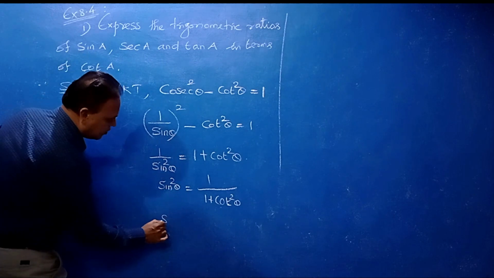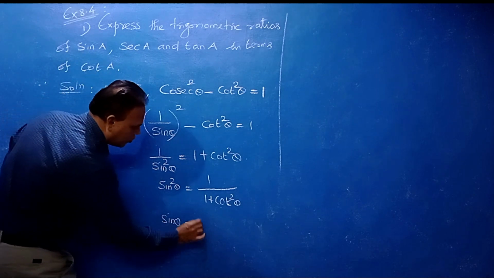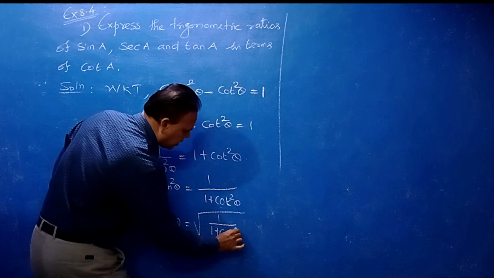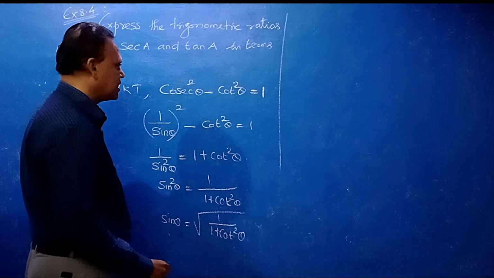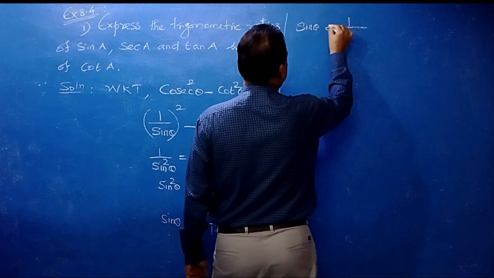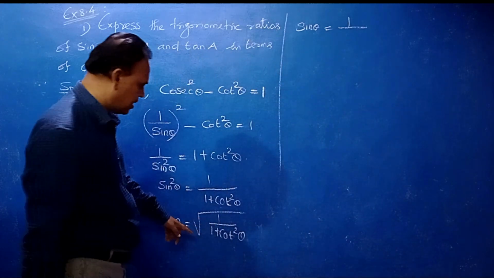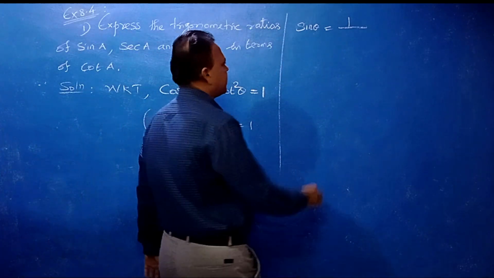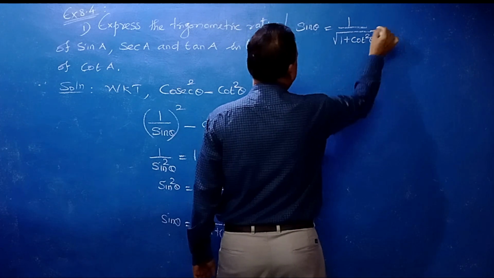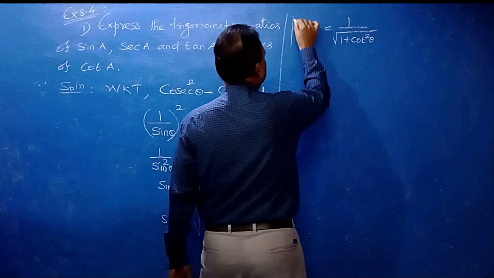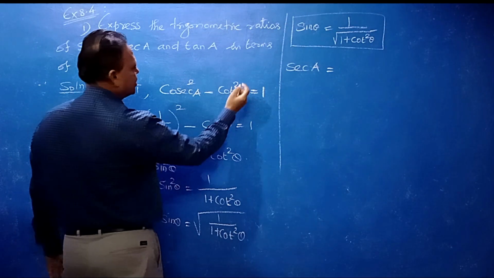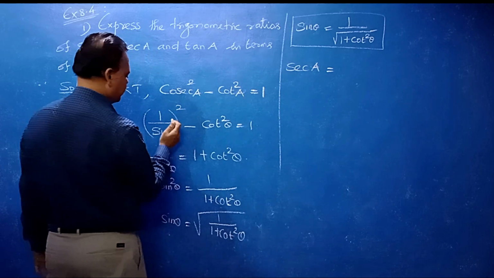Now easily we can write sin theta equals the square root of 1 by 1 plus cot square theta. That is nothing but sin theta equals 1 by the square root of 1 plus cot square theta. The square root of 1 is 1, so write the denominator separately as the root of 1 plus cot square theta. You see, sin theta we have done. Change theta fully to A, you write.